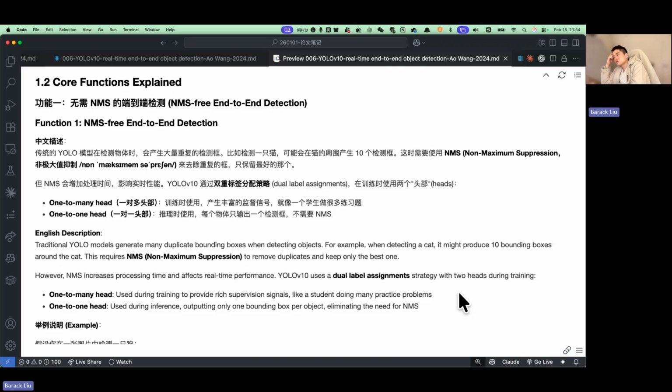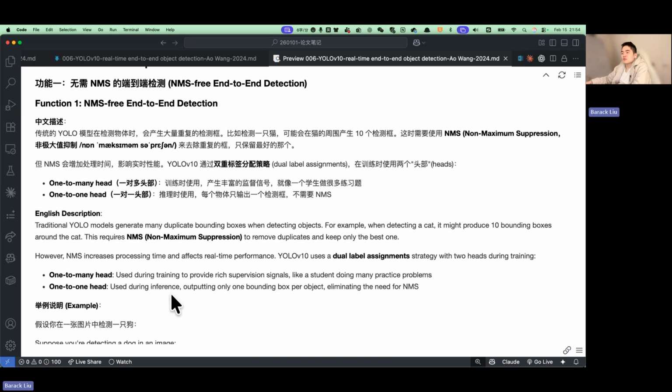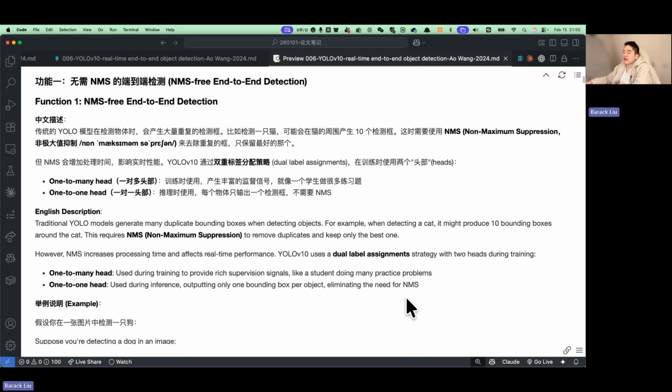YOLOv10 uses a dual label assignments strategy with two heads during training. One-to-many head is used during training to provide rich supervision signals, like a student doing many practice problems. One-to-one head is used during inference, outputting only one bounding box per object, eliminating the need for NMS.